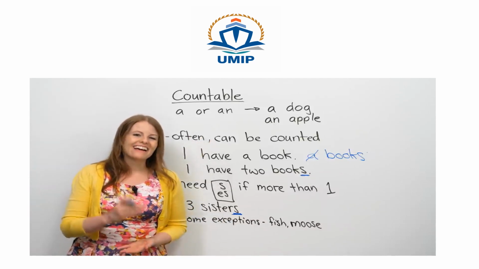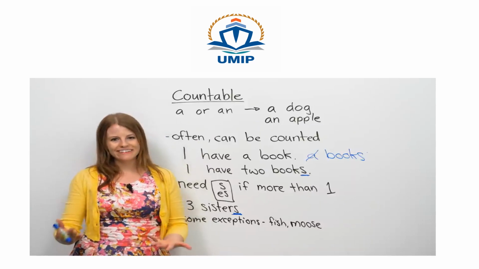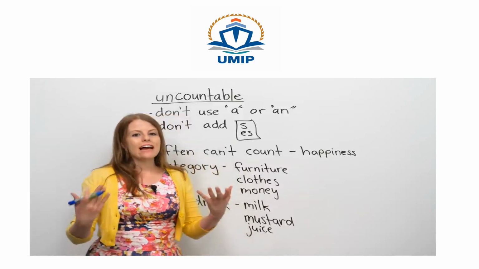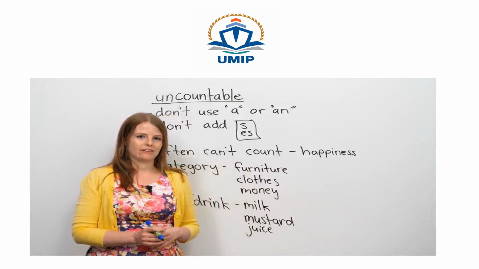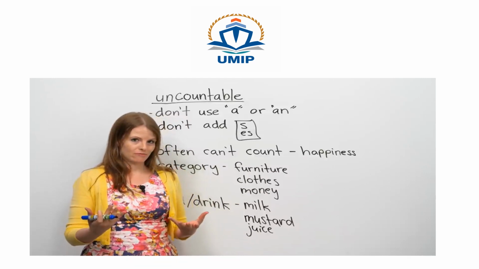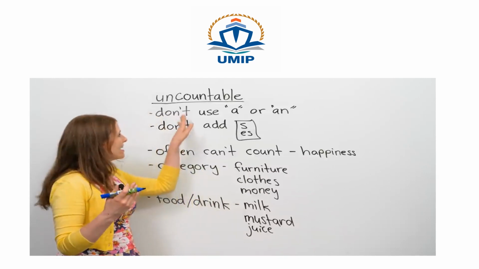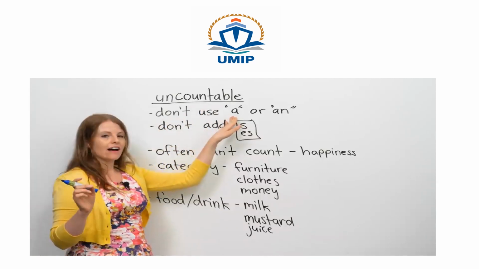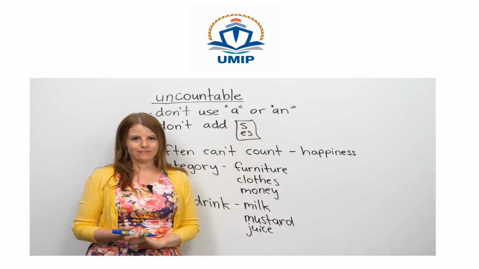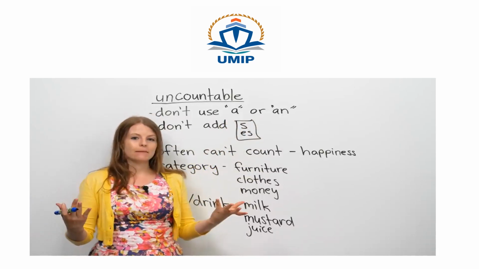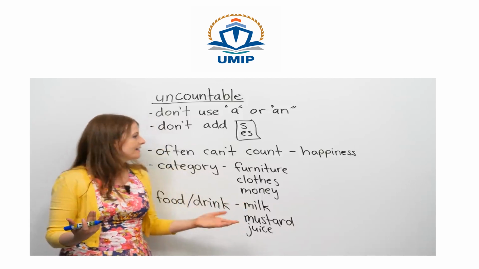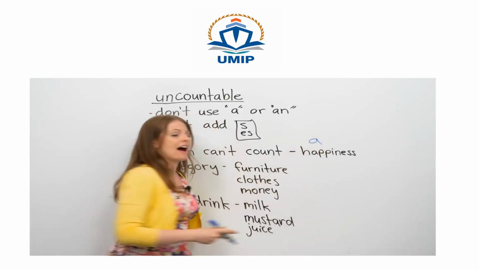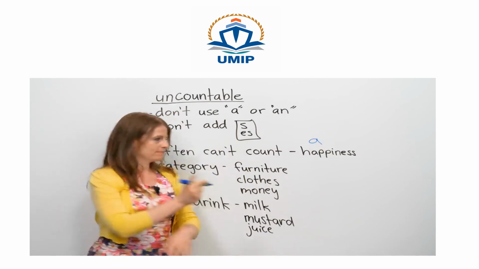Now let's look at what is an uncountable noun and how is it different? Okay, so we've talked about countable nouns. Now we're going to talk about uncountable nouns, or we can call them non-count nouns. Okay, so that means the same thing. An uncountable noun is a noun where you do not use a or an in front of it. So for example, an uncountable noun is happiness. I do not say a happiness. Okay, so that's no.